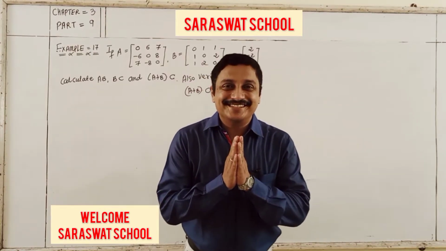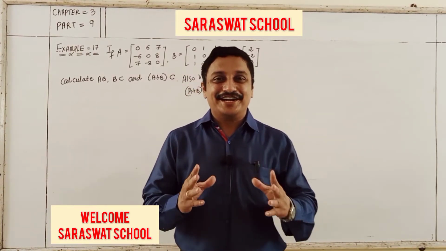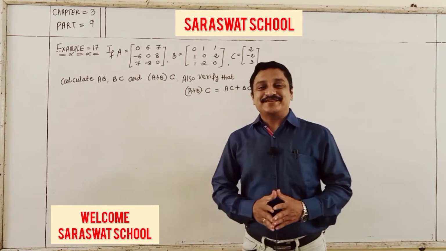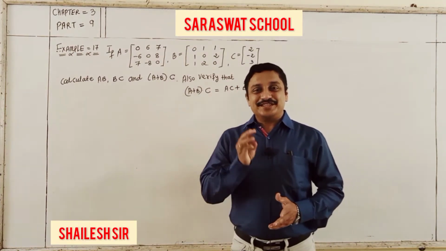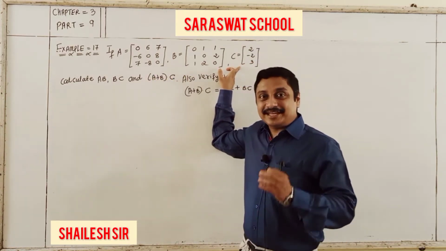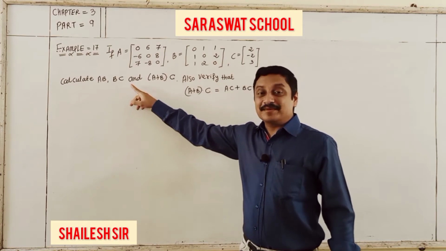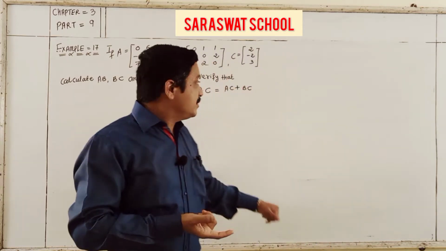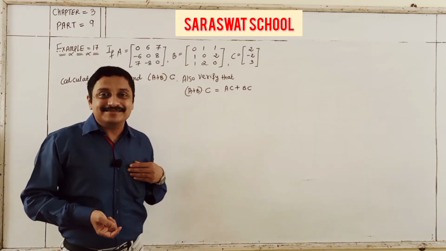Hello students, welcome to chapter 3, matrices. In matrices, today we continue our example number 17, which is a 3 marks question. If A, B and C are given, then evaluate AB, BC and (A plus B) into C. Also verify that (A plus B) into C is equal to AC plus BC.